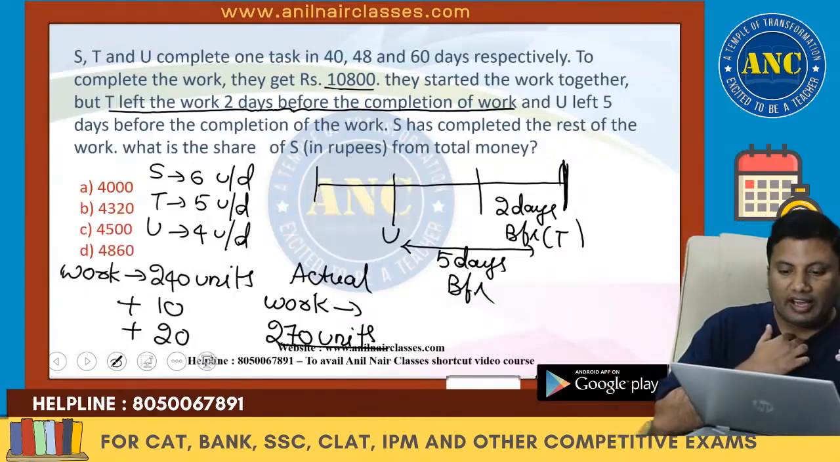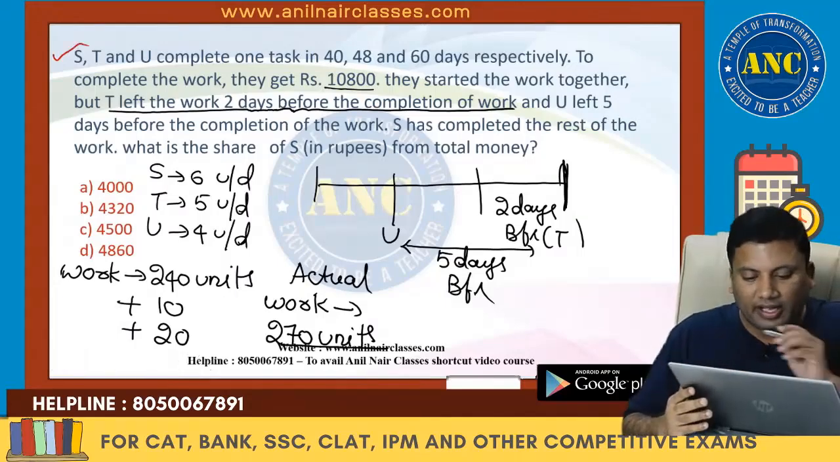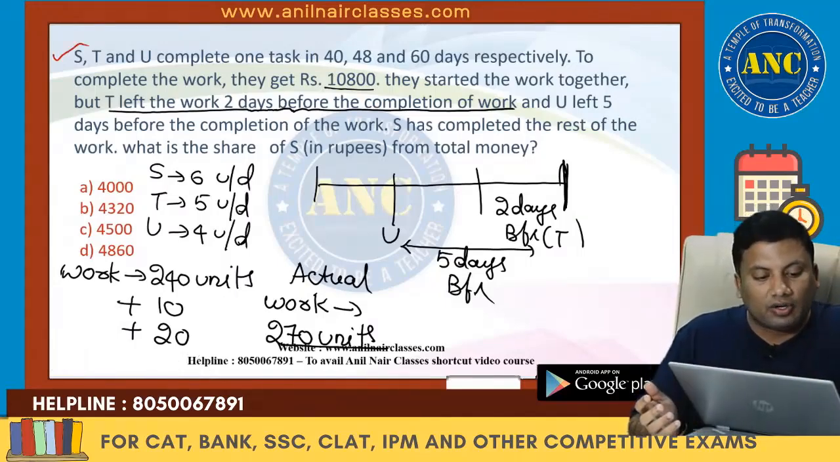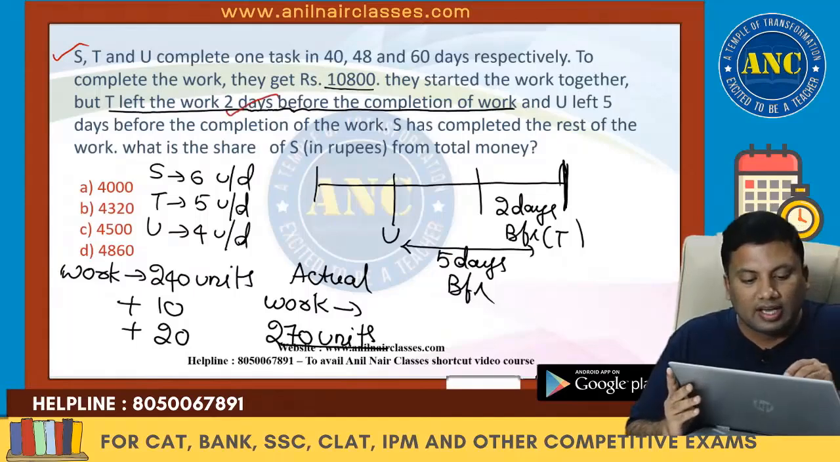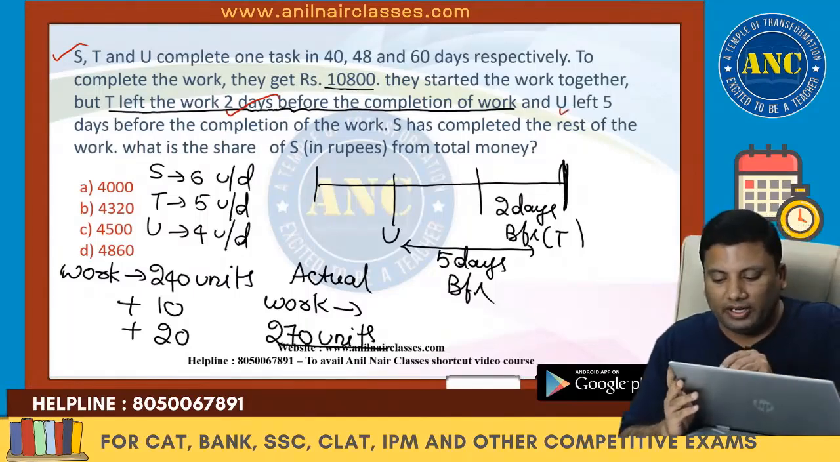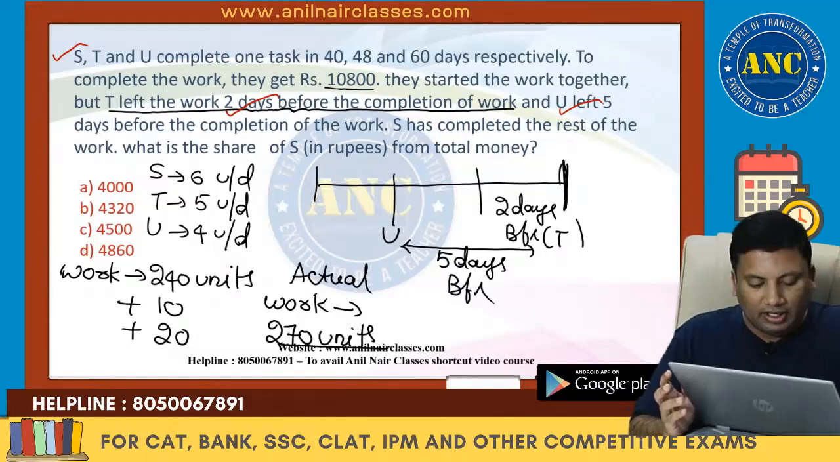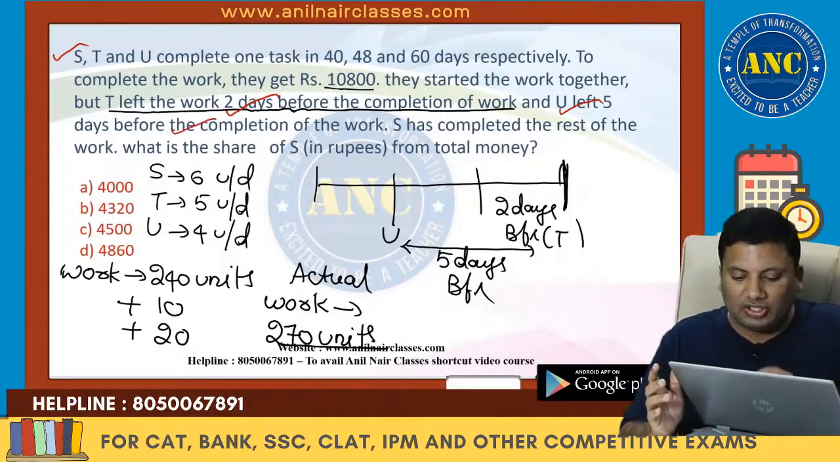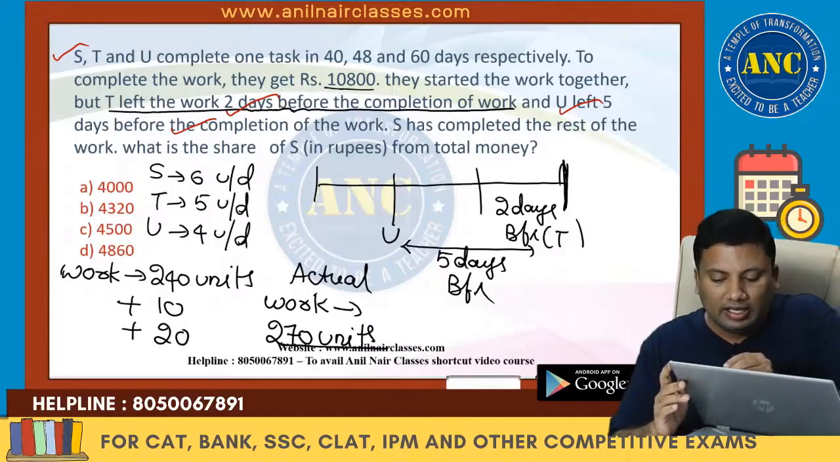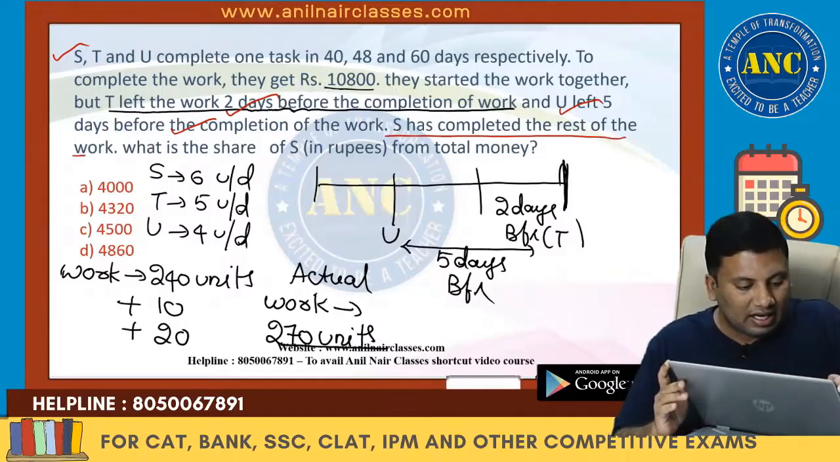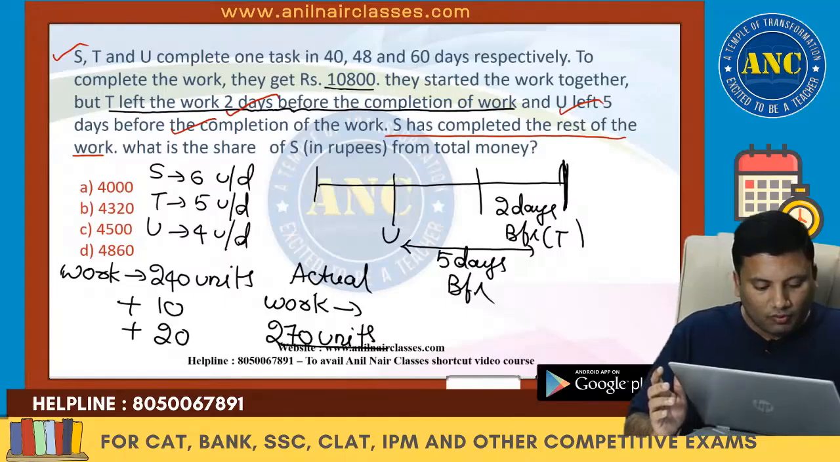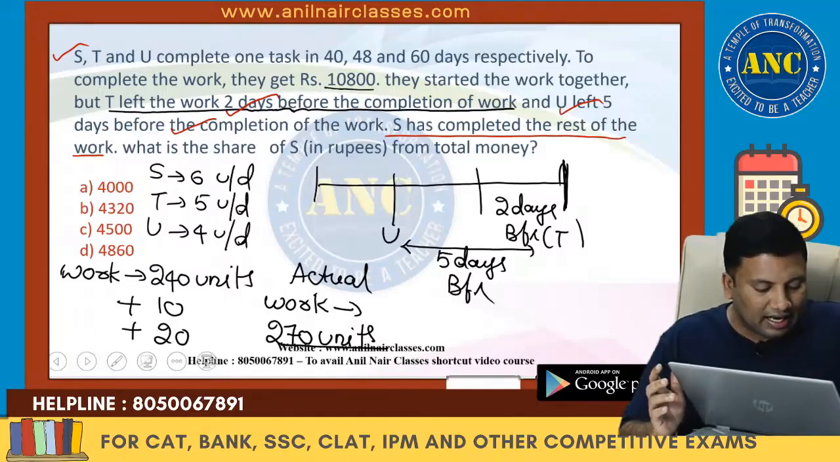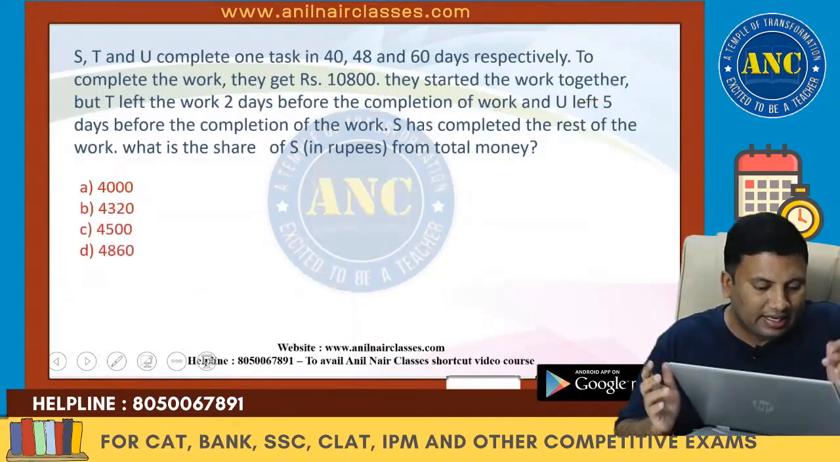Now listen carefully. What have we done? They started the work together. T left the work 2 days before the completion. This also we did. U left 5 days before the completion of the work. This also we did. S has completed the rest of the work. So what is the actual work? It is a little cluttered, so we will write it a little neatly here.